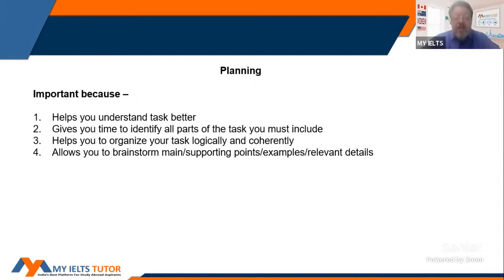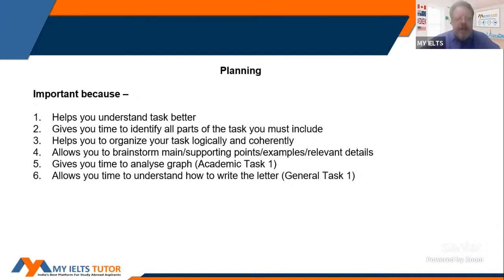So that's another thing planning does. It allows you to brainstorm and get these things together, okay? And then for task one, academic, it gives you time to analyze the graph. And then for general task 1, it allows you time to understand how to write the letter.